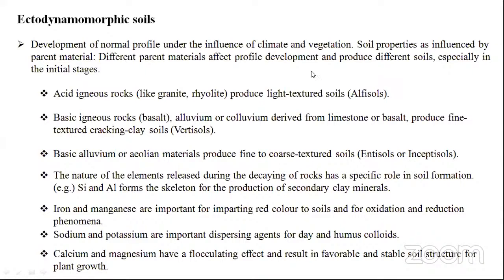Here also you can see the influence of climate and vegetation on a normal profile. But in these soil profiles you can see some parent material influence. The parent material affects the profile and produces different kinds of soils, especially in the initial stage of soil formation, where we can see this type of ectodynamomorphic soil, especially from acid igneous rocks like granite and rhyolite.